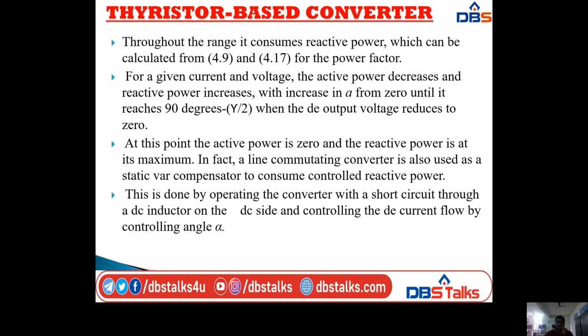In fact, a line commutating converter is also used as a static VAR compensator, simply we'll call it SVC, to consume controlled reactive power. So this is done by operating the converter with a short circuit through a DC inductor on the DC side and controlling the DC current flow by controlling angle alpha.